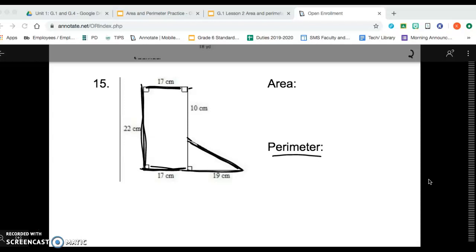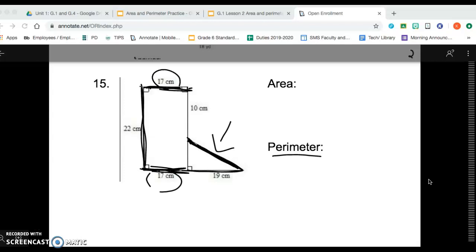And this, so since it's a triangle, remember with rectangles, the two sides across from each other are equal, right? So this is 17 and this is 17. But with triangles, you can't do that, right? So with triangles, we don't know. There's no way of knowing what this is. So I just wanted to show you guys that you might not be able to find the perimeter of all of these if they don't give you every single line.